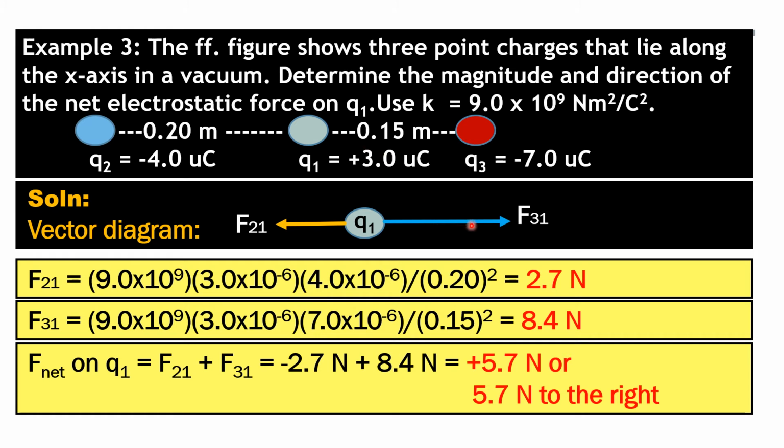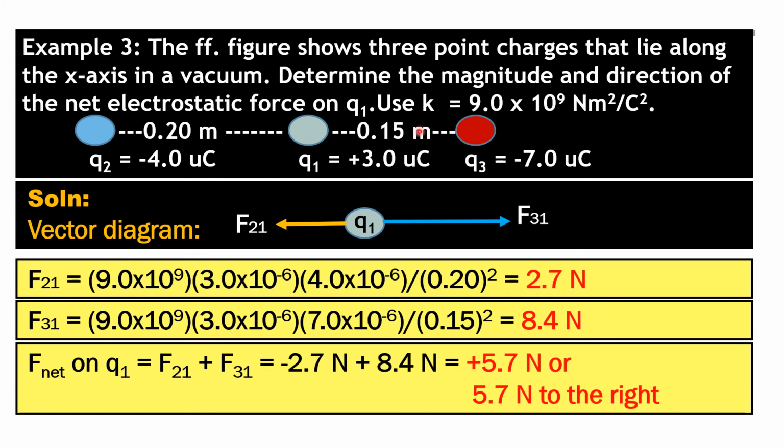Before we arrive at this final net force, I already had the prediction that F31 will be greater than F21. And you can always do that when you are solving problems. What are the two factors that you have to consider in determining the magnitude of the force?